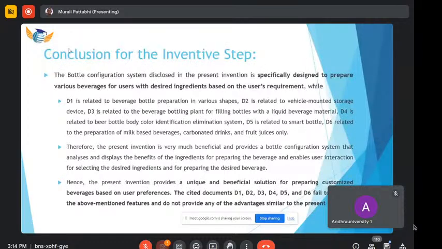So the conclusion for inventive step is that the construction of our invention is different. We can make an instantaneous beverage with required ingredients, with required concentrations. We have a provision to mix, to heat, and to monitor our concentration. Everything is there, but all those features are not there in a single application cited by the examiner. So there is a technical advancement in our invention. So these are some of the lines on which we have defended our invention.